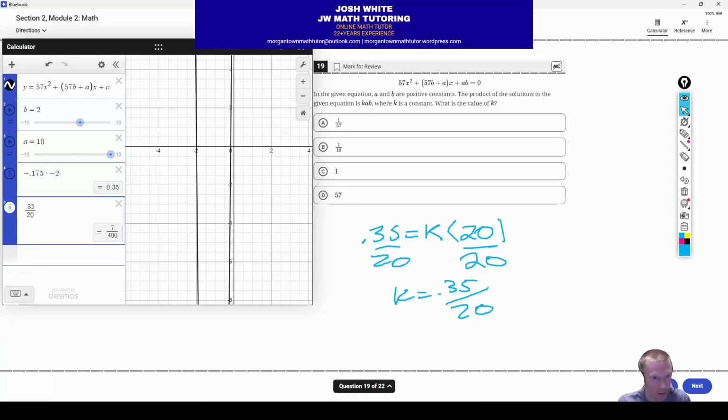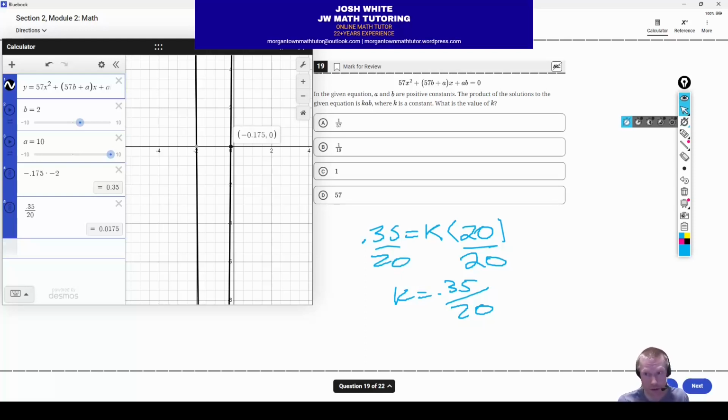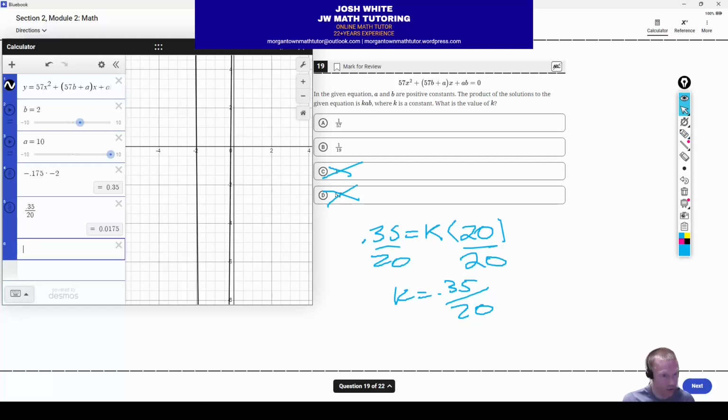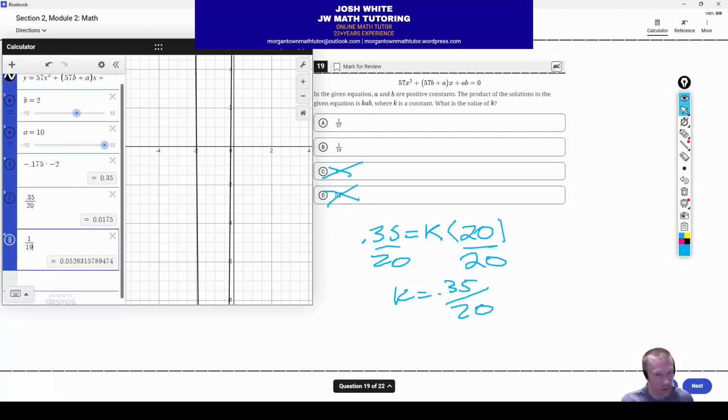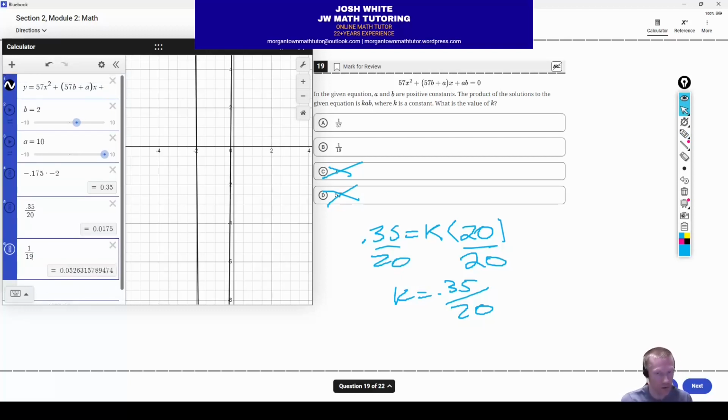0.0175. Now, notice that doesn't give me anything that matches the answers exactly because this negative 0.175 is rounded. I didn't extend it out with enough decimal places. But we can still look at these answers and figure out which one makes sense. It's obviously not 57, it's obviously not 1. Is 1 over 19 equal to this number? No, it's 0.0526 whatever. So obviously B is wrong. So by process of elimination, it's A.